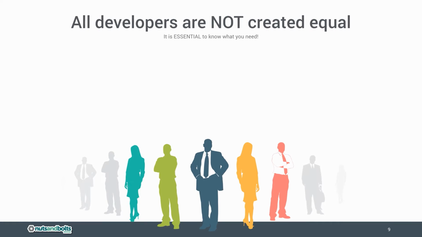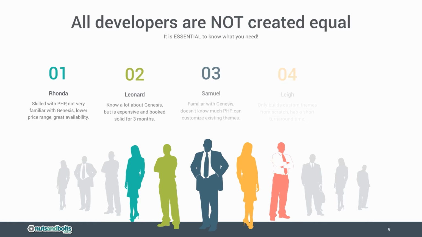Here we have some totally fictional developers, each with his or her own strengths and weaknesses. First, we have Rhonda. She's a great PHP developer, but she hasn't really worked with Genesis before. Her rates are good though, and she doesn't take on a lot of projects, so you could get on her schedule pretty quickly. Next up is Leonard. Leonard works with Genesis all the time, but his rates are way higher than you expected. He's also booked far into the future.